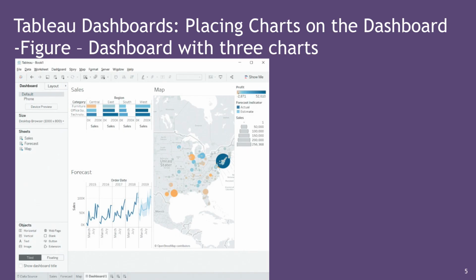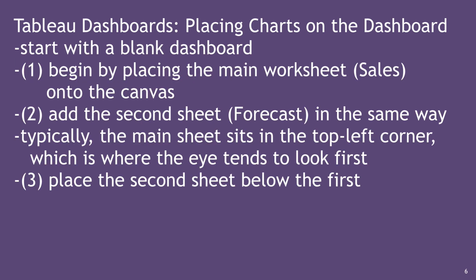Here's an example. This is the whole dashboard with 3 charts again: sales upper left, forecasts lower left, map upper right. So to place the charts on the dashboard, start with a blank dashboard. I've numbered these steps. First, begin by placing the main worksheet, sales, onto the canvas. Then add the second sheet in the same way.